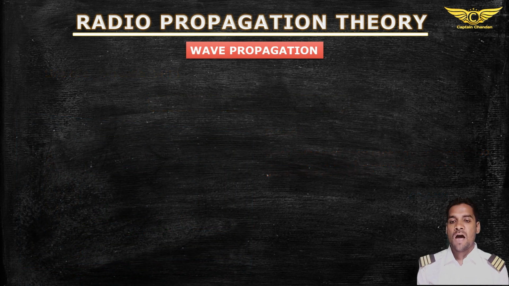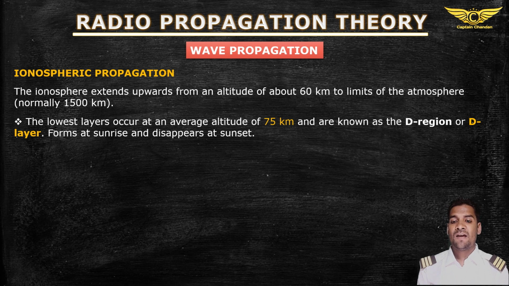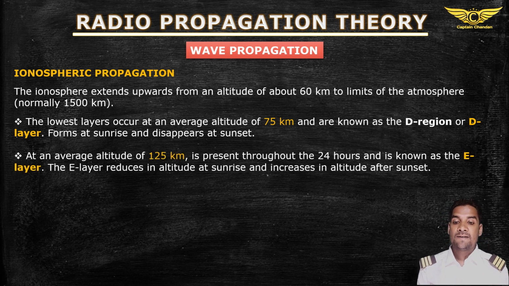Very simple. Ionospheric propagation. The ionosphere extends upward from an altitude of above 60 km to the limit of the atmosphere, normally 1500 km. The lower layer occurs at an average altitude of 75 km and is known as the D region, or you can say D layer. It forms at sunrise and disappears at sunset. Very important. So the D layer disappears in the night time. Remember this.